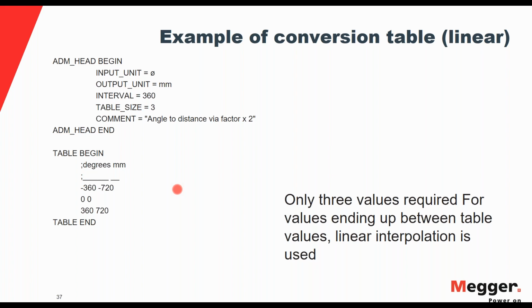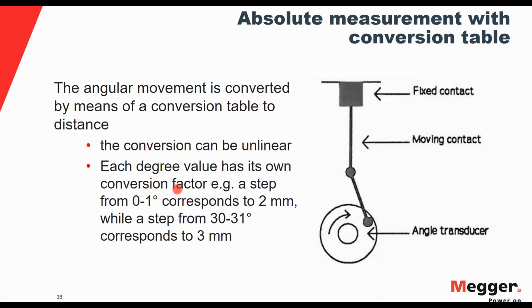Now, this is not always the case. Most cases use the other way, a full conversion table, where, for example, in this angular transducer, the motion is not really linear with the angle that is being measured. So in this case, at this angle, the millimeter value is different than at this angle if I started from there.